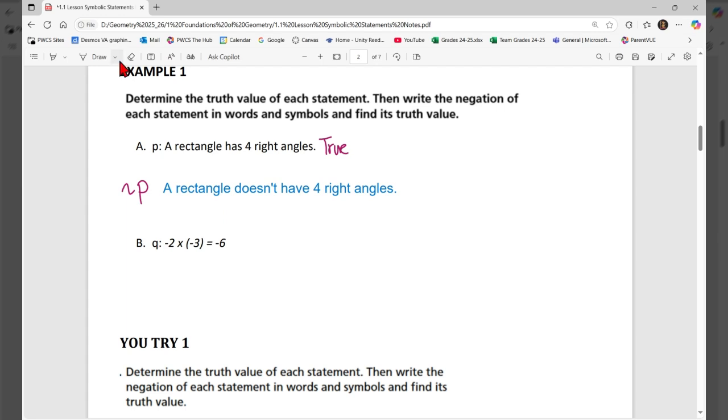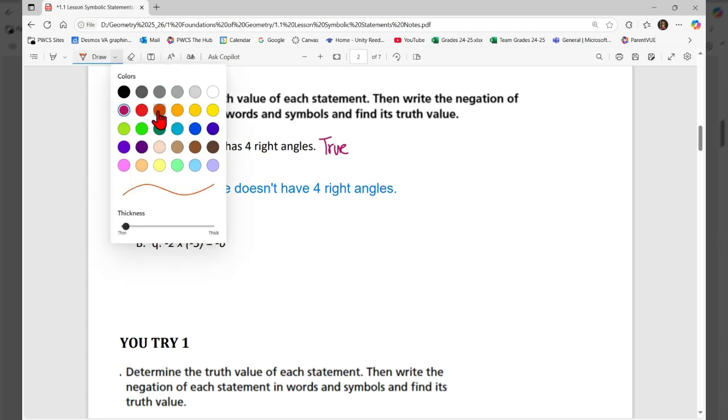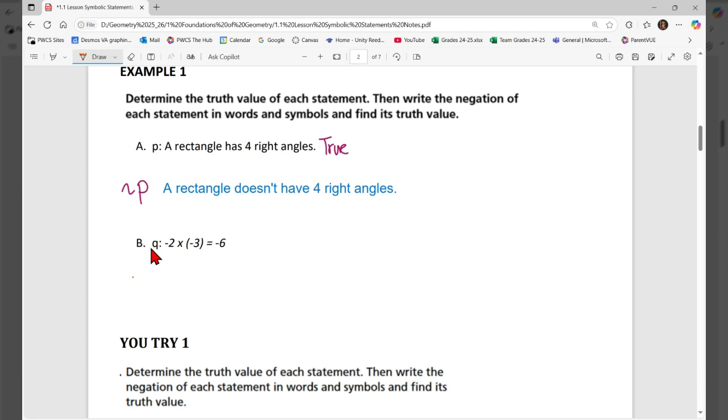P and Q are the letters we often use. We can use other letters. So this statement represents Q, and this is a math statement, just -2 times -3 equals -6. So the negation of that would look like squiggly Q. And -2 times -3 does not equal -6. In fact, it equals +6. So this is false.